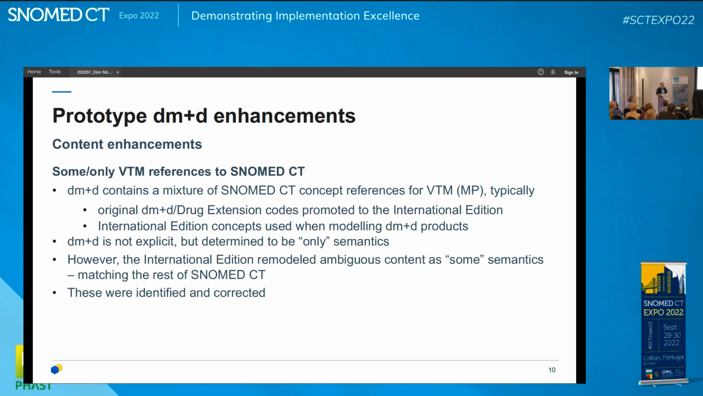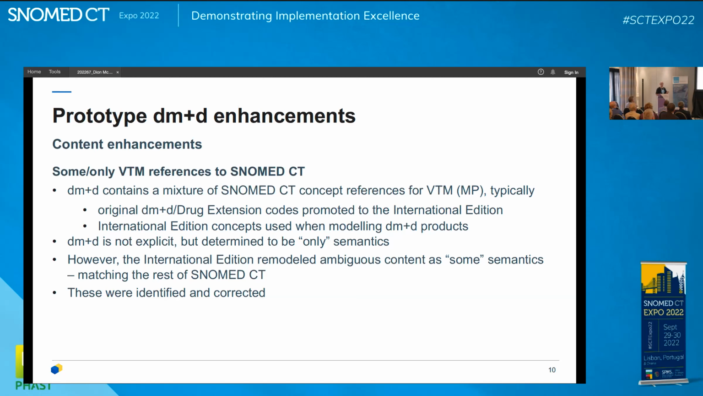There's also this whole idea of some versus only, which was problematic. There's no explicit statement in dm+d about which one it is, although you can infer from the hierarchy that it's mostly talking about only semantics. That said, there were examples where it wasn't, from the hierarchical relationships, which are stated, so they were intentional. So it does create a bit of a mixture.